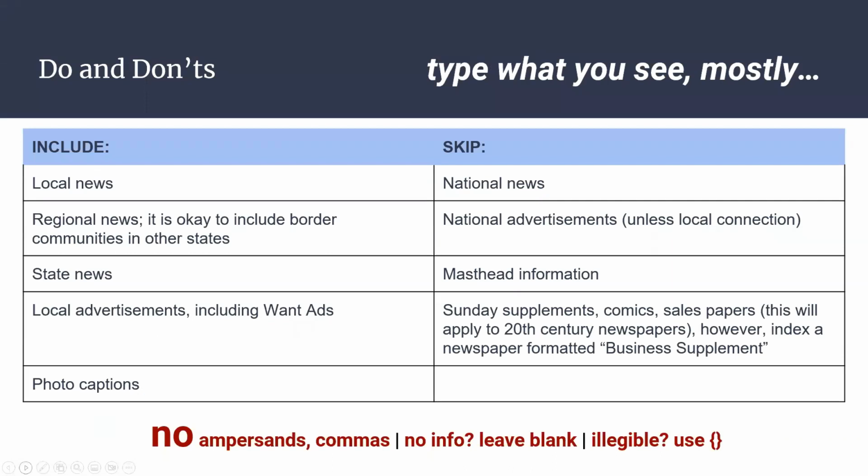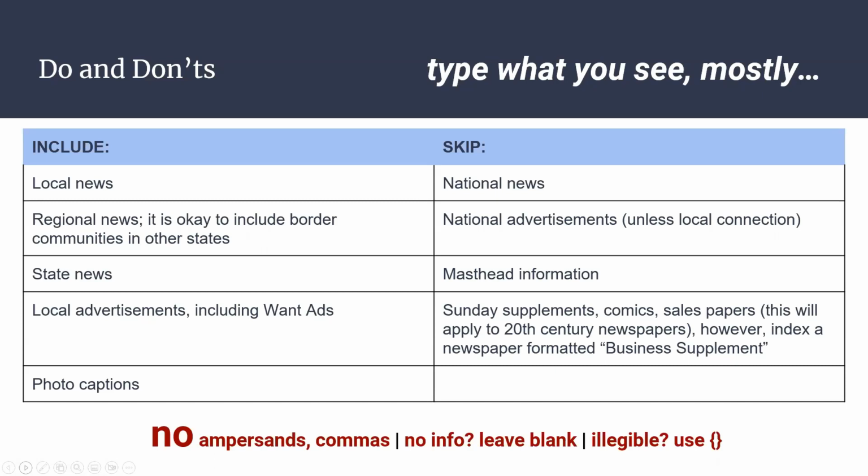Some general guidelines when looking at the content as for what to index and what not to index. We would like you to include local news, regional news. As mentioned earlier, it's okay to include border communities in other states. And state news is going to be important for this indexing project. We would like you to index local advertisements, including want ads. And then if you are looking at a newspaper page that has a photo and there's a caption for that photo, we would love for you to index that too.